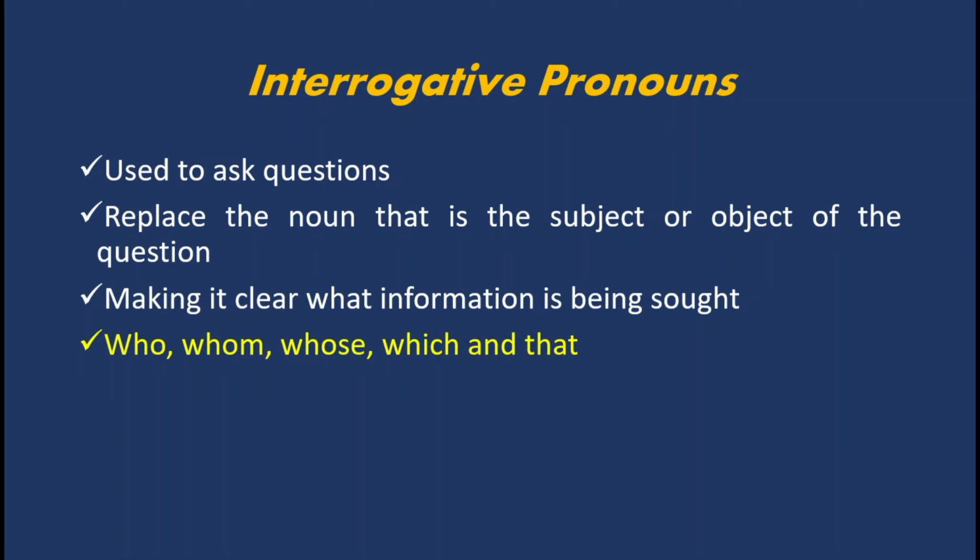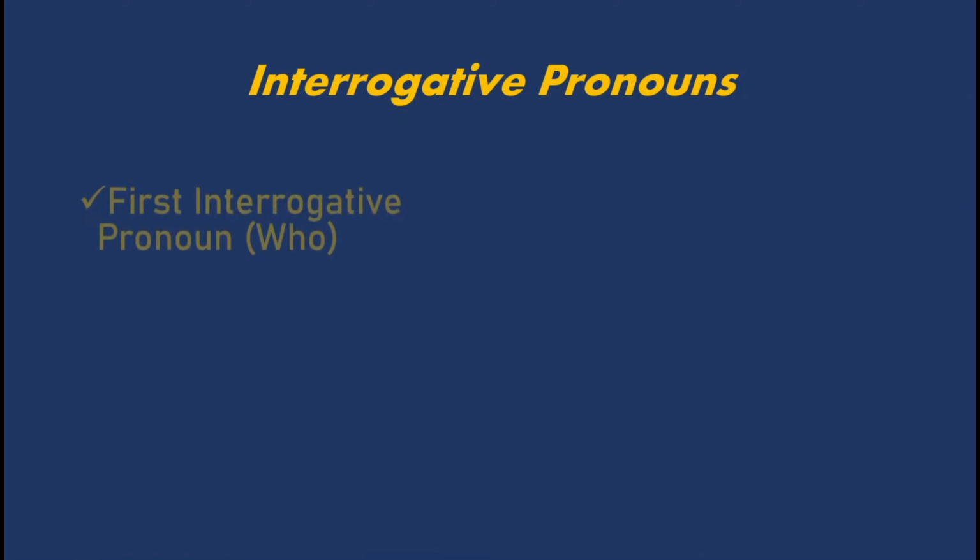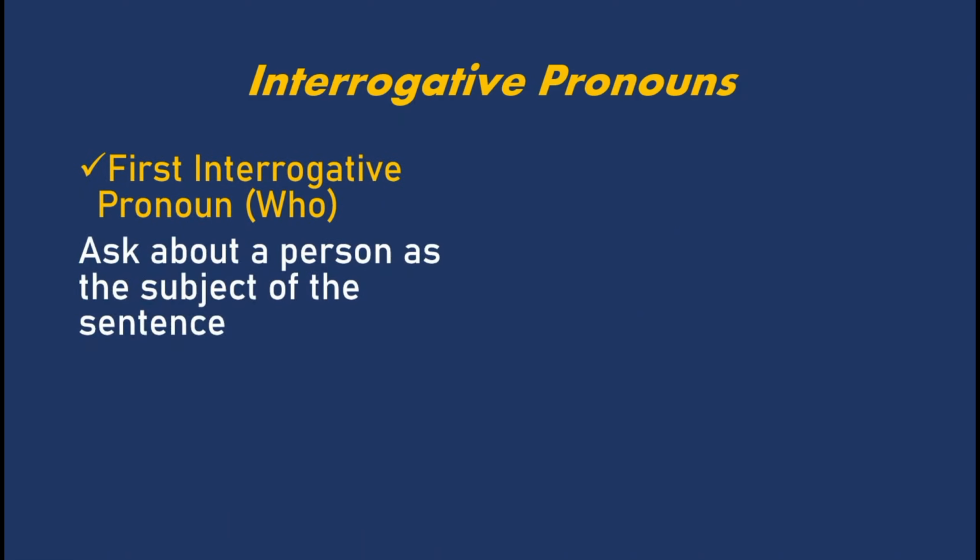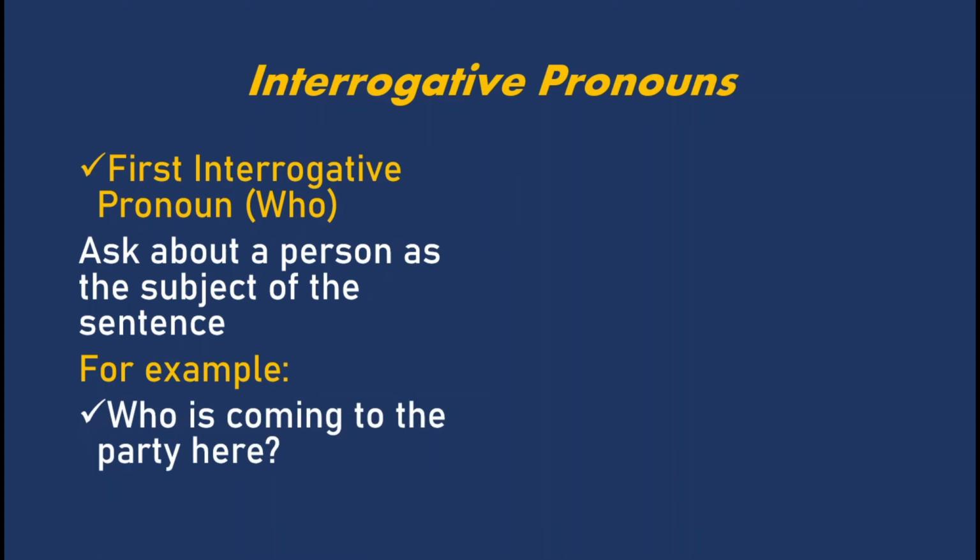The first interrogative pronoun that we are going to discuss is who. Now, who is used to ask about a person as the subject of the sentence. For example, "Who is coming to the party?" Here, who is asking for the identity of a person performing the action of coming.